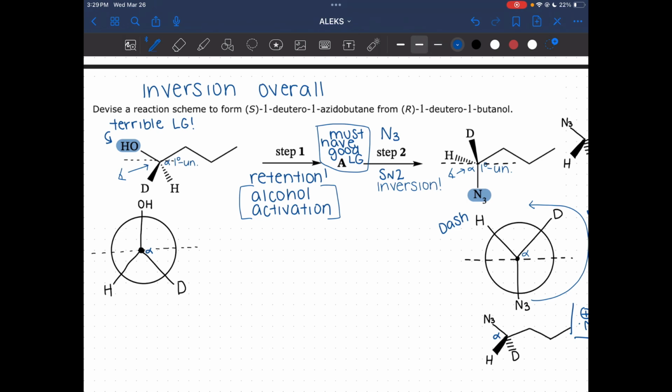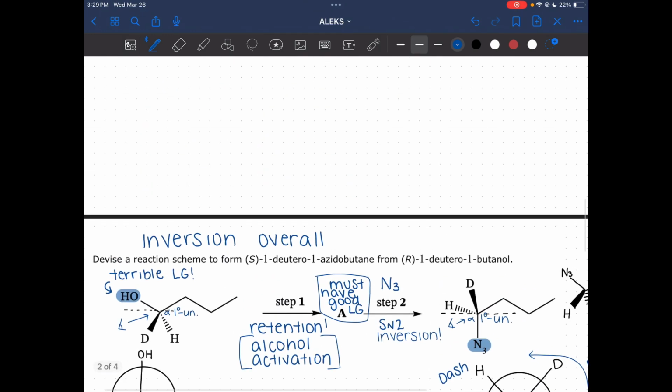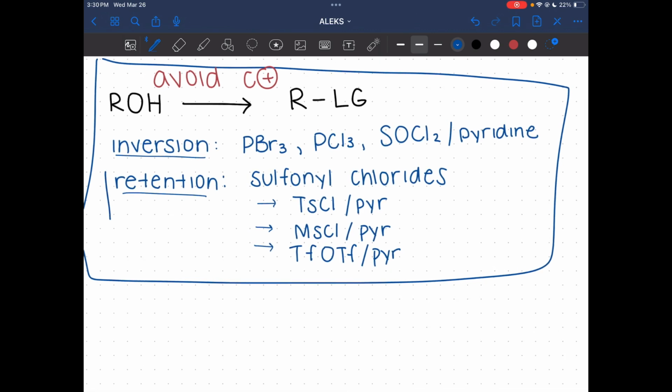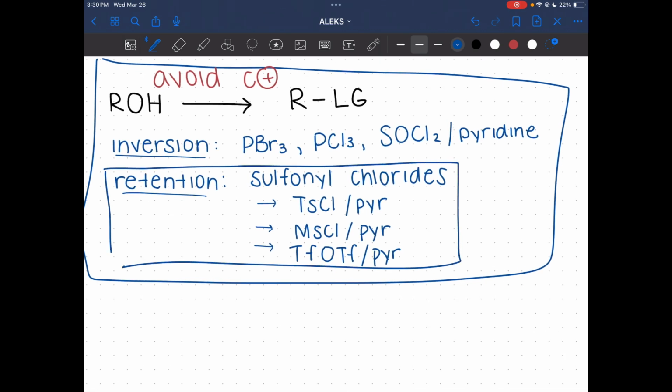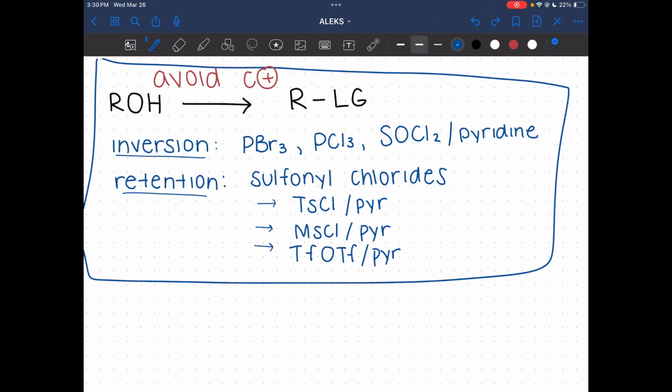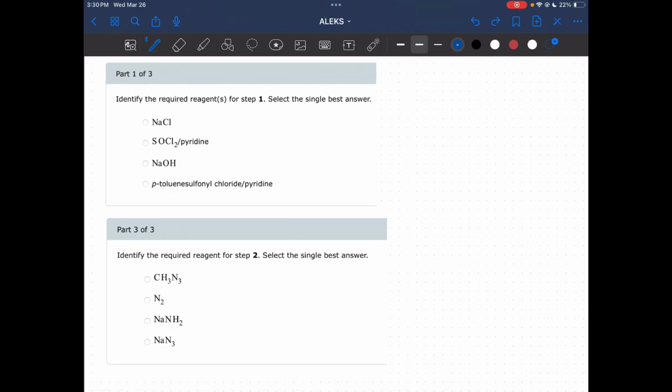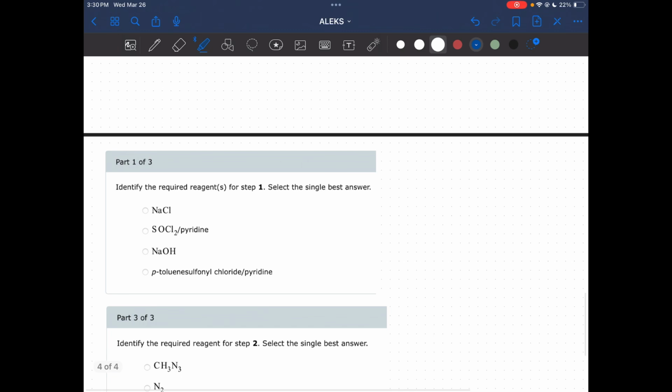And because we know it's going to be retention, this is going to be very similar as before. It's going to be any alcohol activation reagent that does retention. So it can be any of these 3 here. Obviously it's going to depend on what the answer options say, so we'll scroll down to that really quick. So we know, we identified actually, I'll fill this in really quick. We know this is going to be an N3 molecule. And I also know that this part 1 of 3 must be some sort of retention alcohol activation.